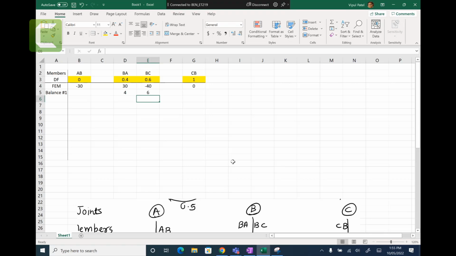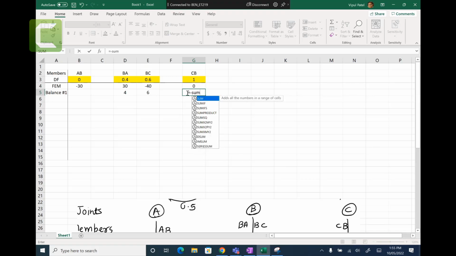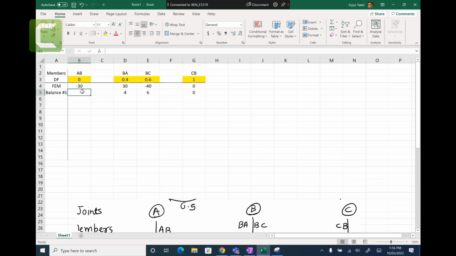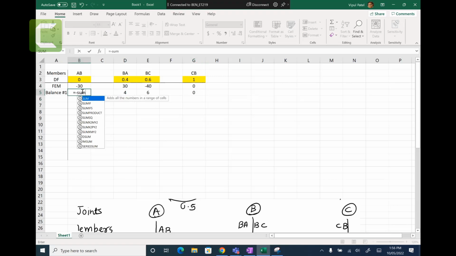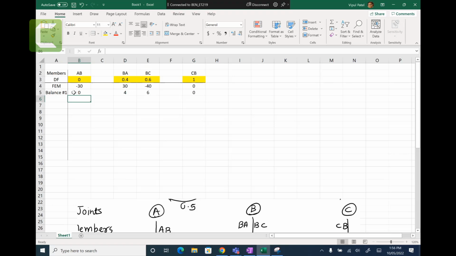And then same thing here. Equal to minus sum. This one times by this distribution factor, lock them up using this tool. Minus sum, these numbers times by distribution factors, $ sign, and that's it. Balance 1.